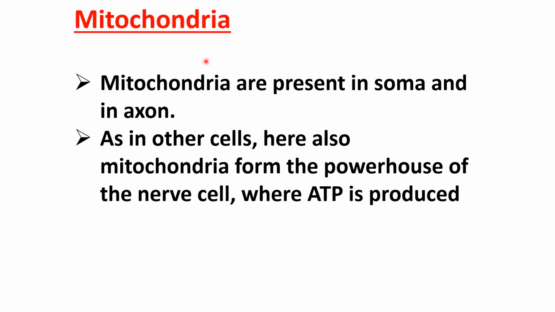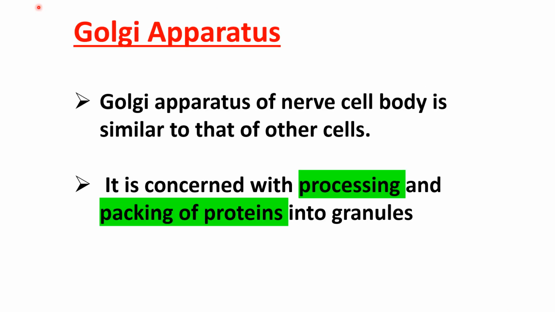Now about the mitochondria. They are present in the soma and in the axon. As in the other cells of our body, mitochondria form the powerhouse of the nerve cells, where ATP is produced. Then about the Golgi apparatus. The Golgi apparatus of the nerve cell body is similar to that of other cells, and it is concerned with the processing and packaging of proteins into granules.